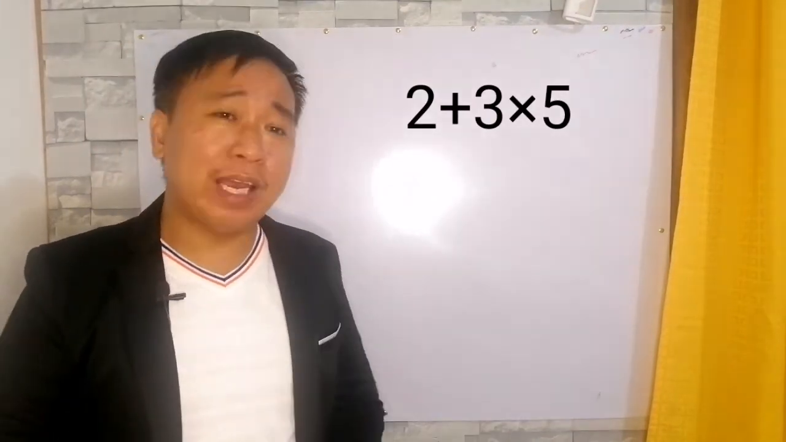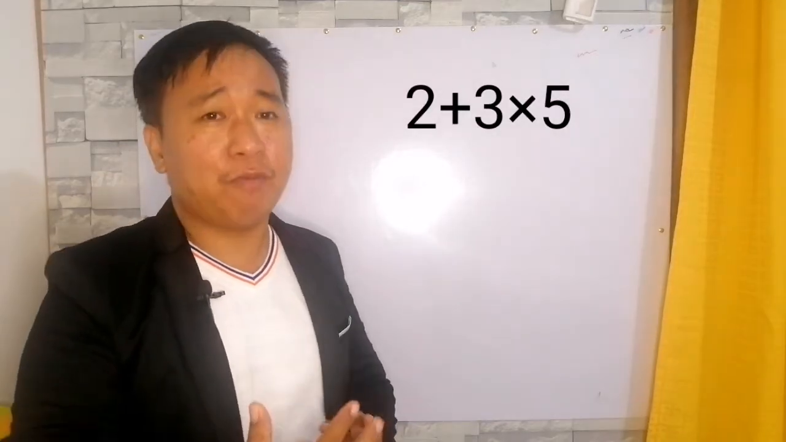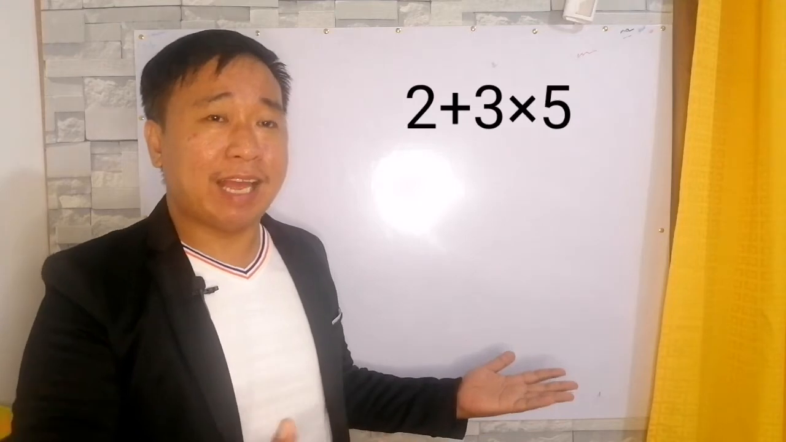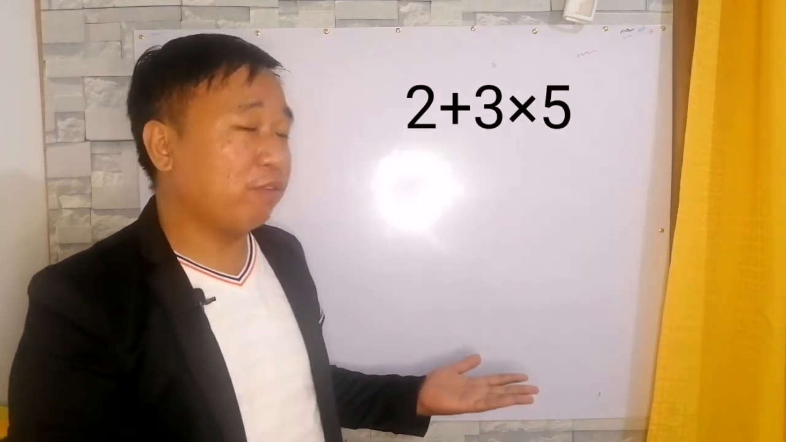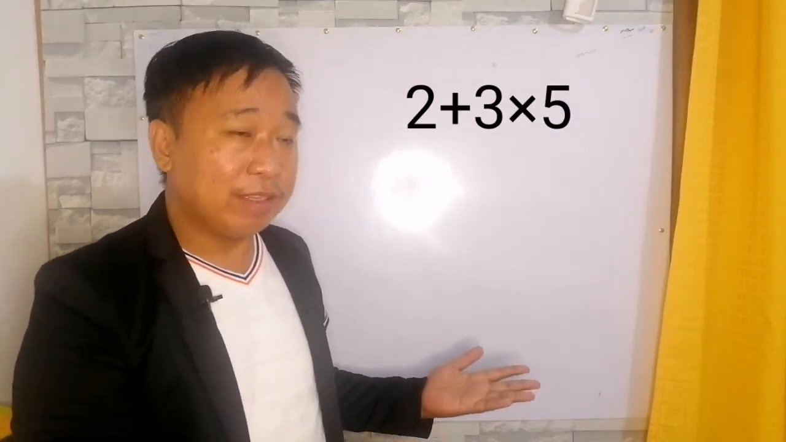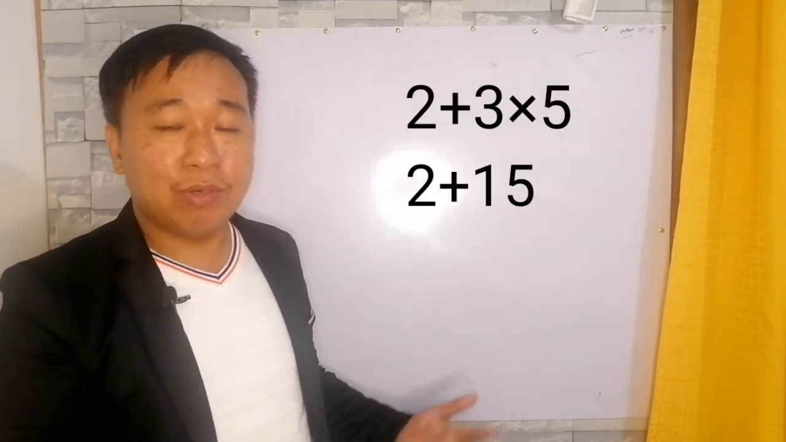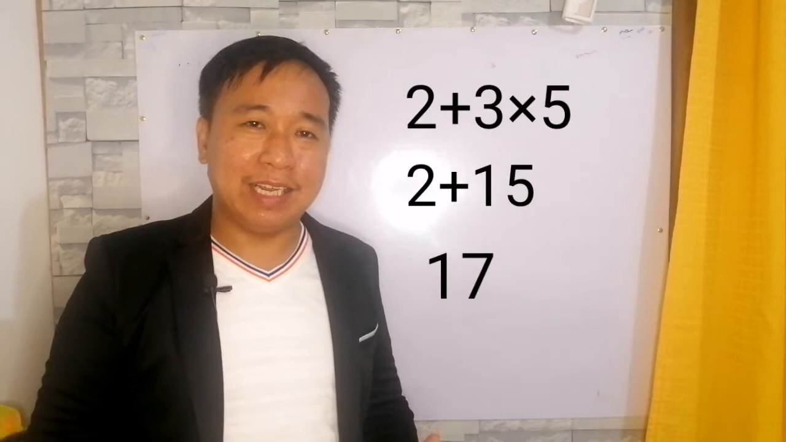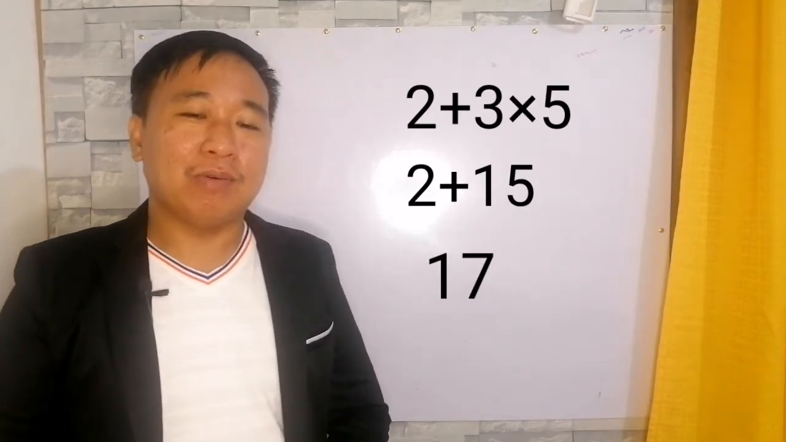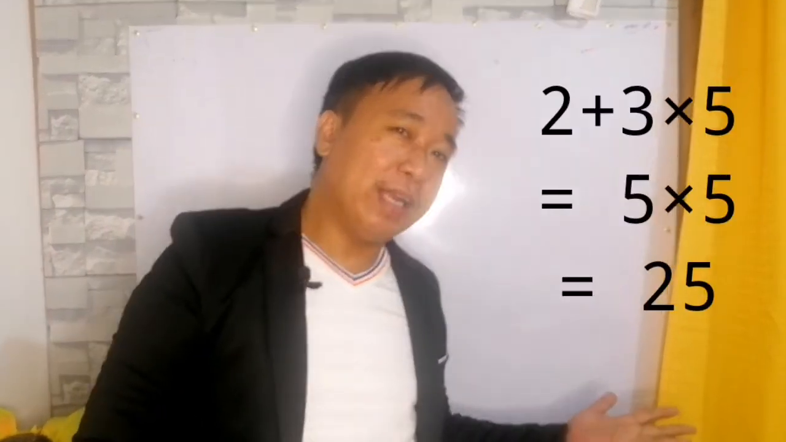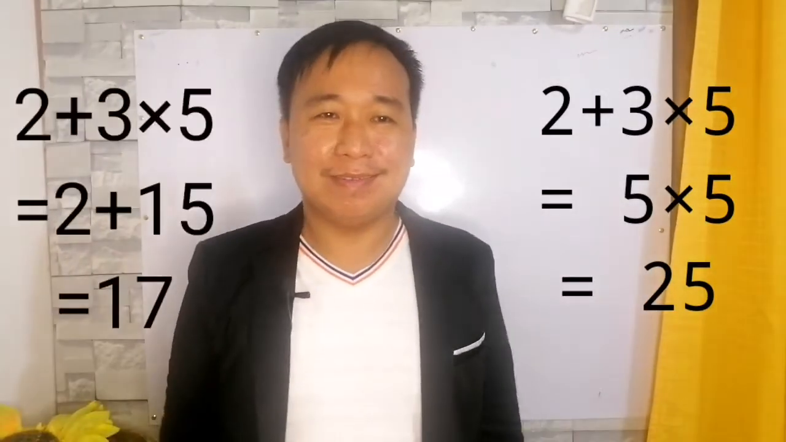Okay, so the second scenario, 2 plus 3 times 5. What if I solve the multiplication first? 2 plus 3 times 5. So I'm going to multiply first 3 and 5. 3 times 5, that is 15, plus 2, the answer is 17. Now, which of the two scenarios is correct? Is it scenario number 1 or scenario number 2?